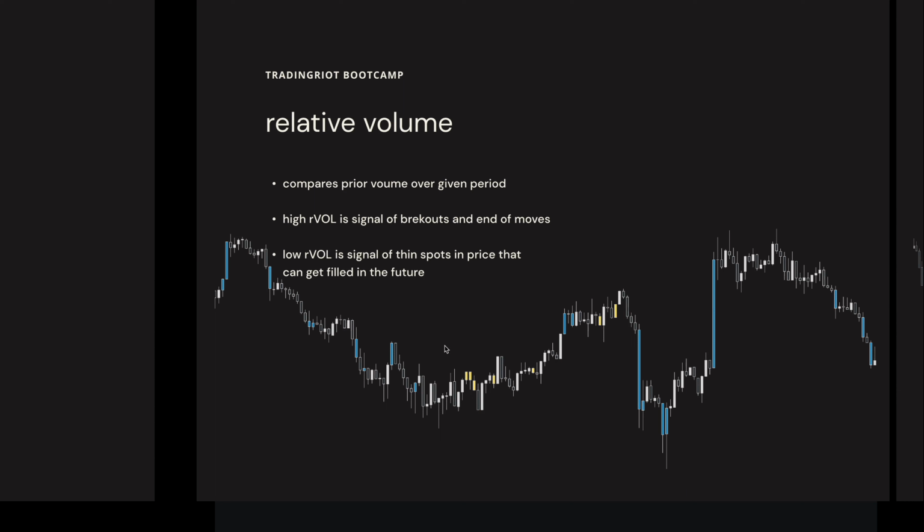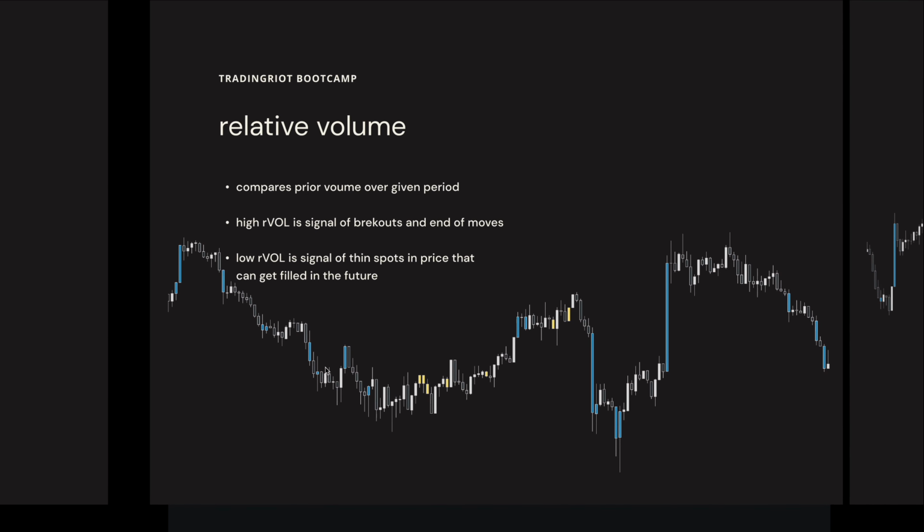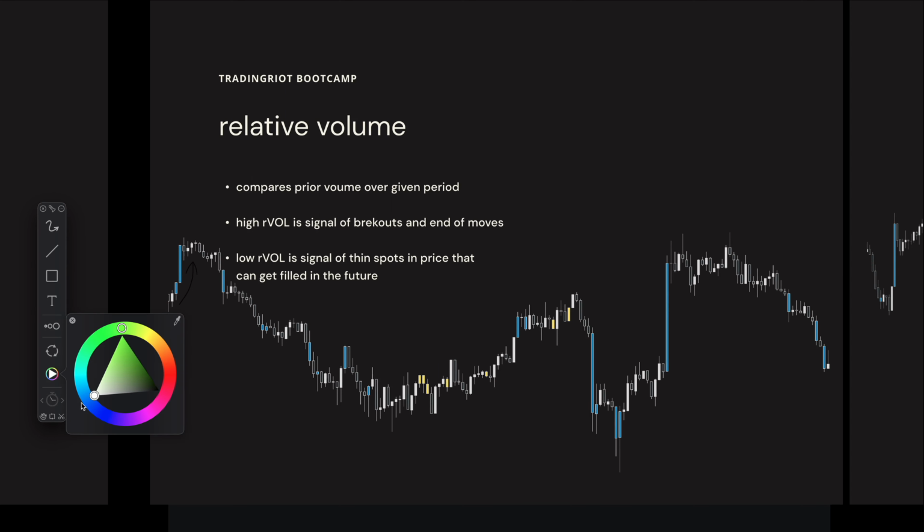And you can see all high relative volume candles here are blue, so there is no difference between buying and selling in this case. But you can see the market goes up on a high relative volume, marks out the end of the move. Market breaks out on the high relative volume, market moves lower. Once again, pull back into resistance on high relative volumes, one more lower.